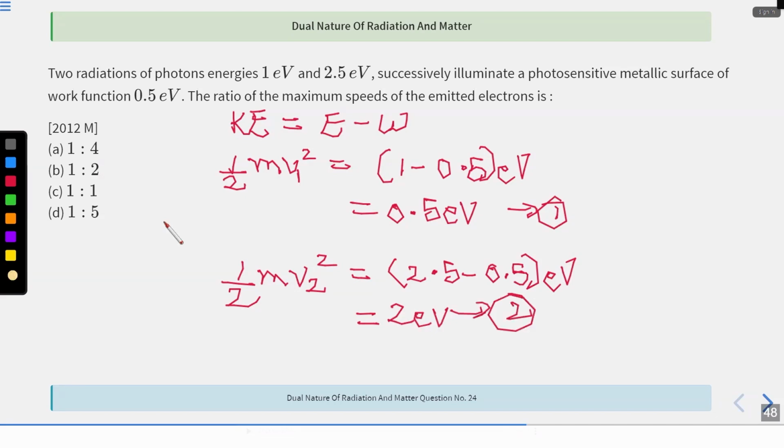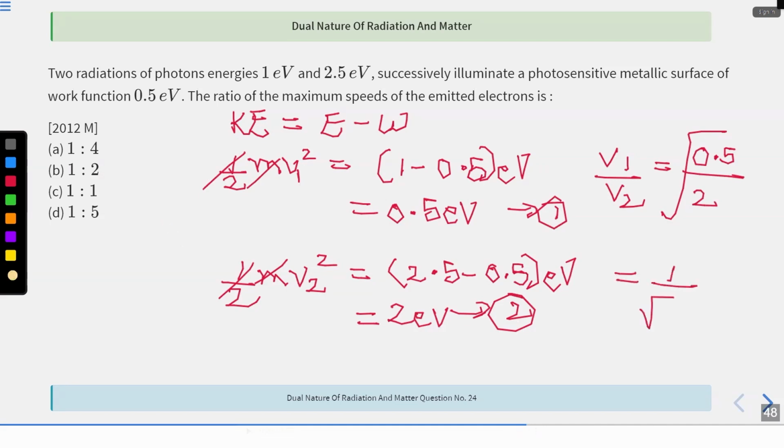Just divide these two. So we will get V1 by V2 is equal to root of, I'll cancel these halves, and then m will get cancelled, and then you'll be left with root of 0.5 by 2. Okay, so further I can write this to be nothing but root of 1 by 4. Yes, I can write 0.5 to be 1 by 2, right? So that will become 1 by 4. And then that is nothing but 1 by 2. So that is 1 is to 2. And our option B is the right answer.